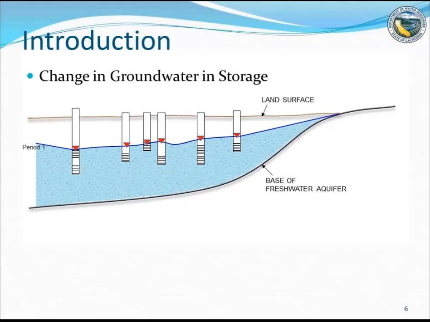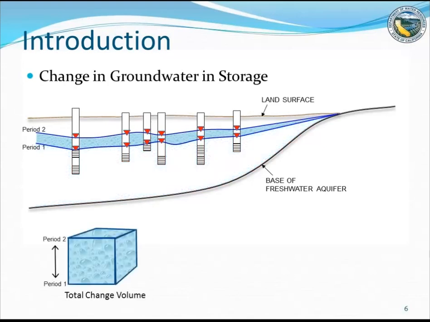If you could imagine a cross-section of a groundwater aquifer, it has a number of wells installed in it. And then here's the groundwater level for period 1. These red triangles indicate where a groundwater level measurement was collected in that well. So then we move on to a later time, period 2, where we can collect additional groundwater level measurements.